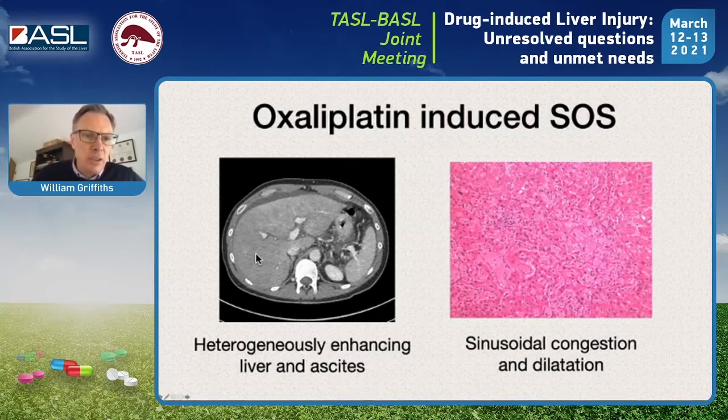And this CT scan shows his presentation with heterogeneous enhancing liver on the venous phase and some ascites, and a transjugular biopsy showed quite significant sinusoidal congestion and dilatation, which you can see here. So this was oxaliplatin-induced sinusoidal obstruction syndrome. Fortunately, in this particular case, his liver enzymes normalized and his symptoms resolved and he's currently well. And I think the oncologists are thinking about potentially giving him more of the same. But I guess that's something we could discuss.